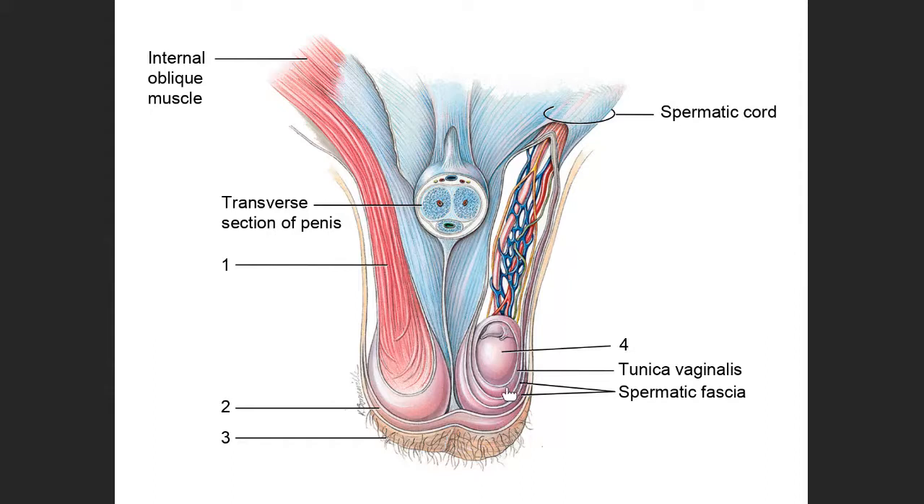And here you can see tunica vaginalis. Number 2 is the muscle which we have in the scrotum, and this muscle is called dartos muscle. Do you remember the detrusor muscle in the urinary bladder? In the scrotum, the muscle is called dartos. And number 3 is the scrotum.